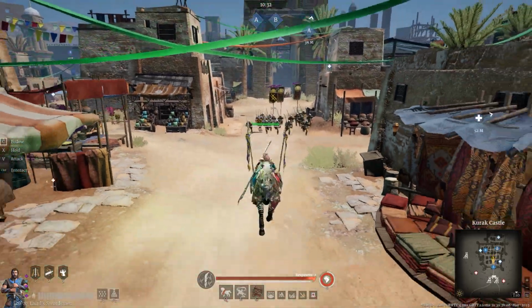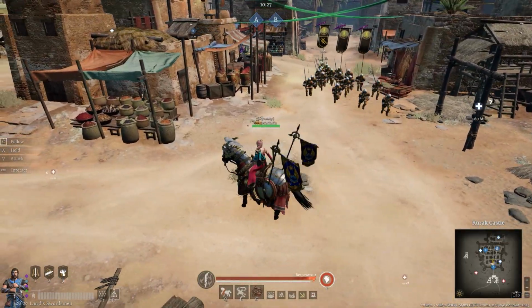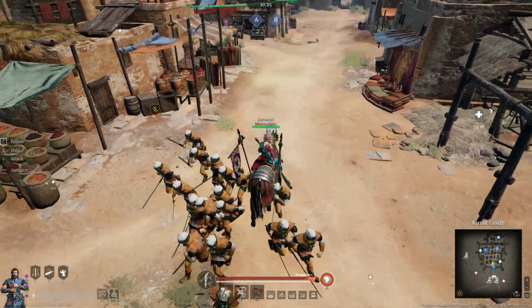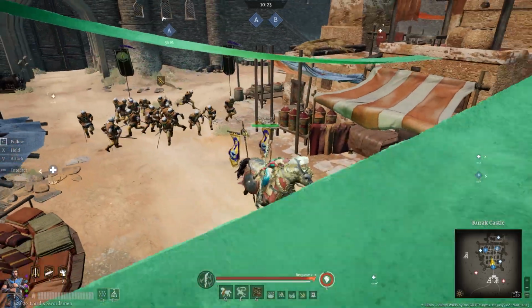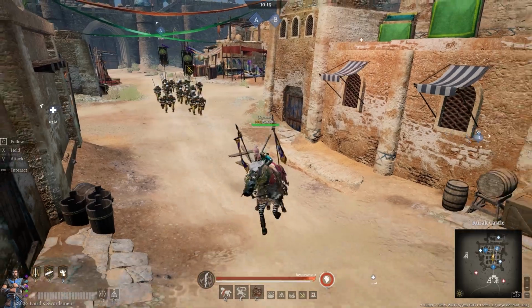But if you double tap C like this, the unit will move faster towards your hero. Most units do have something similar to this, with the exception of some units such as the specialty units, to an extent, for example.